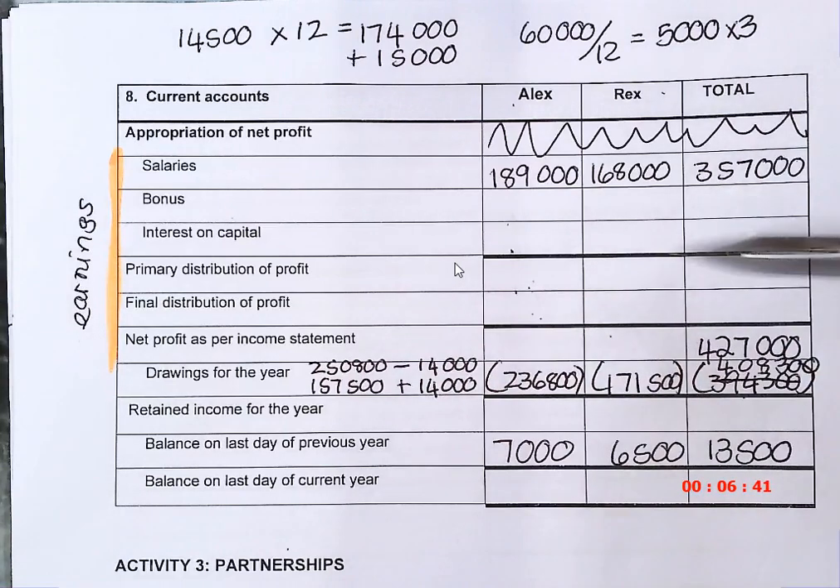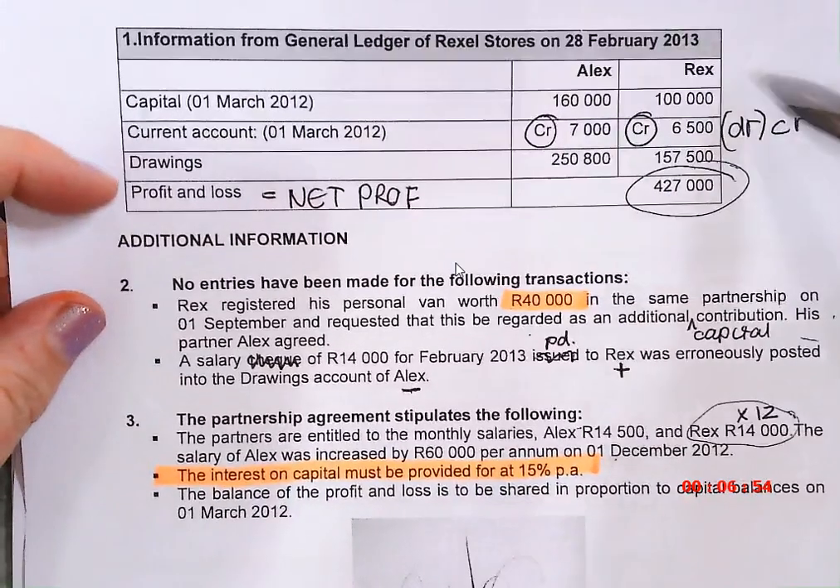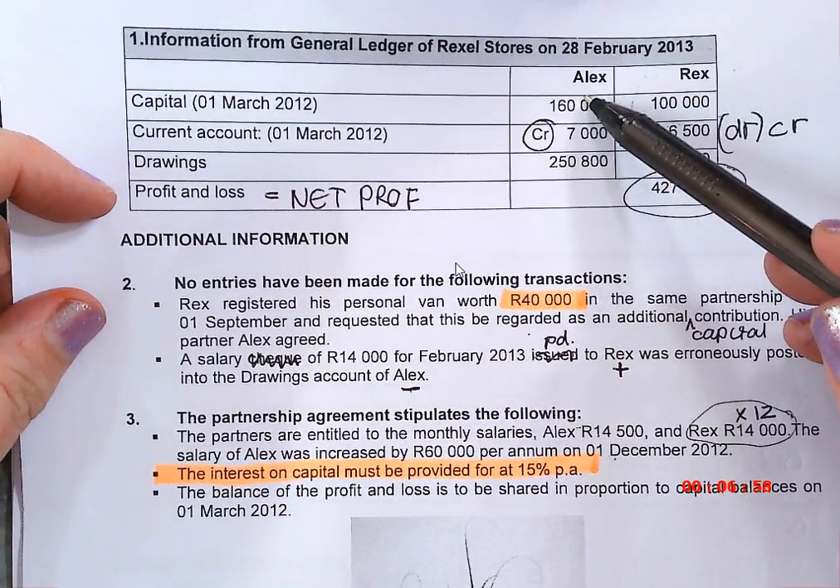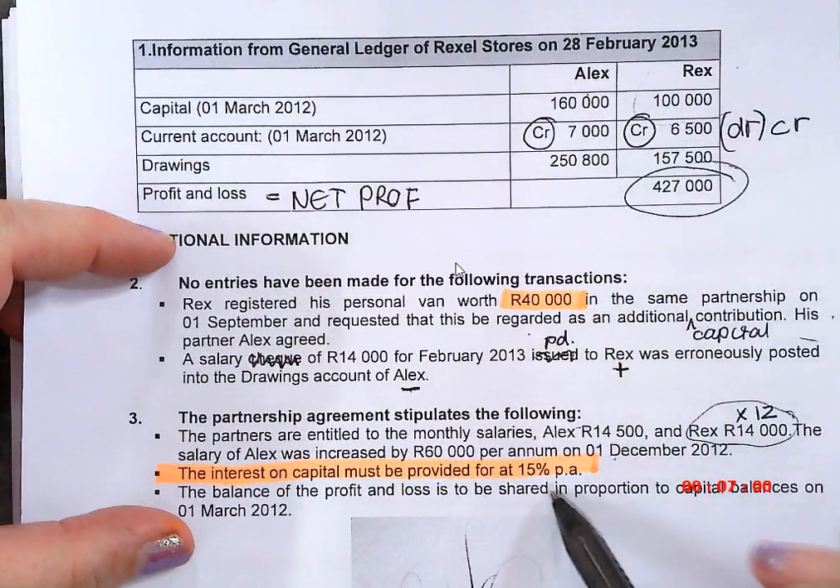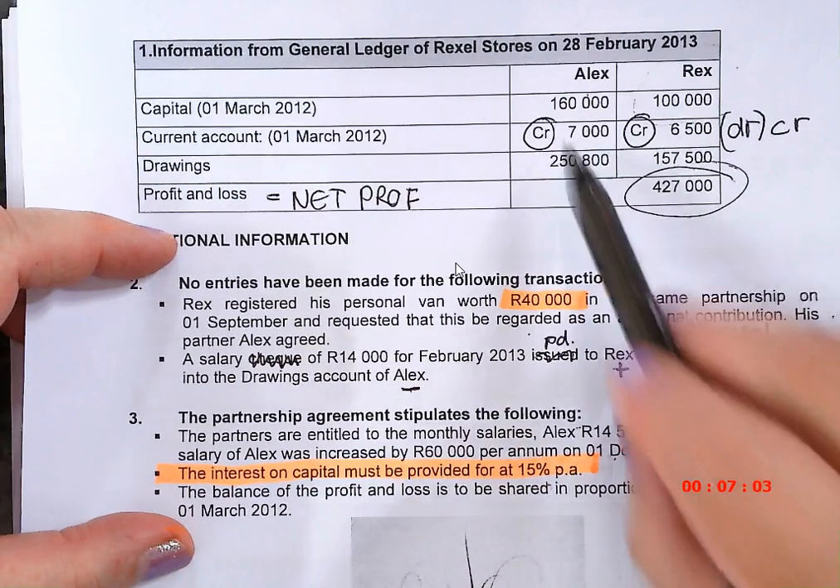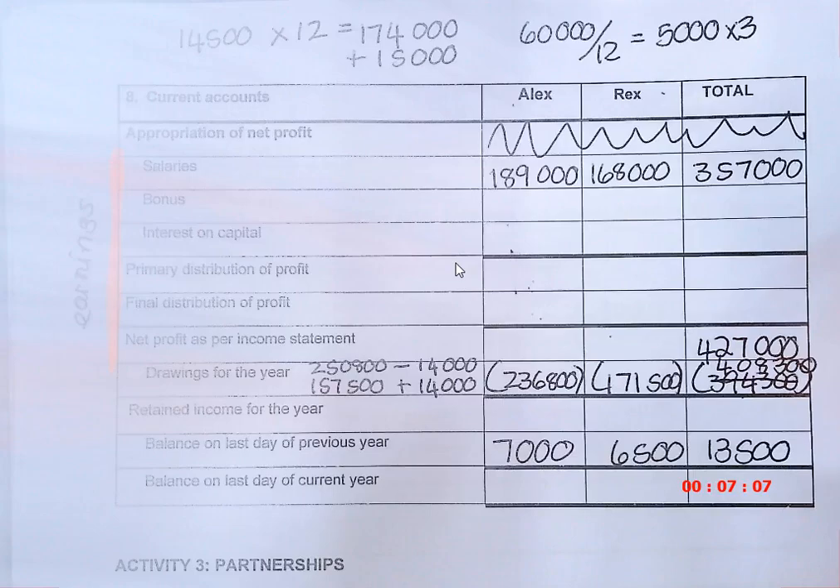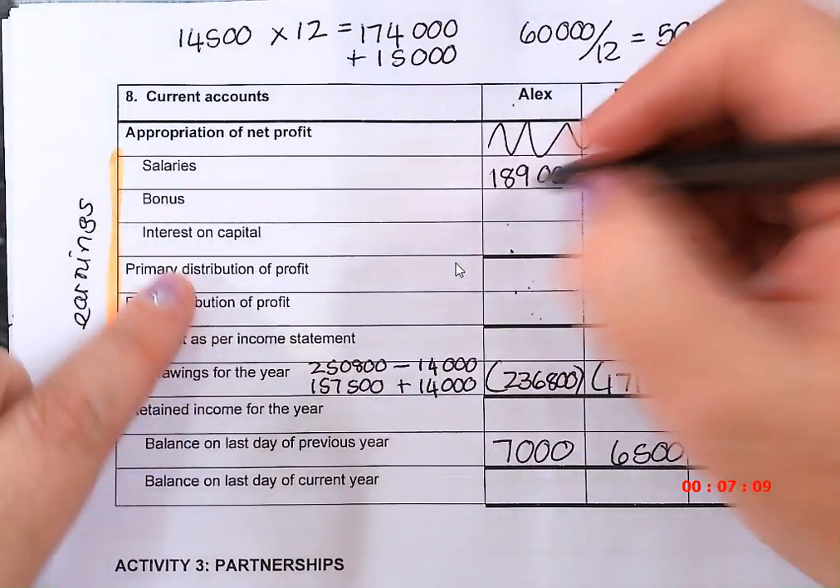There is no bonus. You can leave it open like that. You can write 000. You can make dashes. Doesn't matter. Now we get to interest. Okay. So when I go to the interest, it's Rex who has a different one. Alex is straightforward. So let's do Alex first. And they say it's 15% per year. So if I say 160 times 15%, it's going to give me how much?